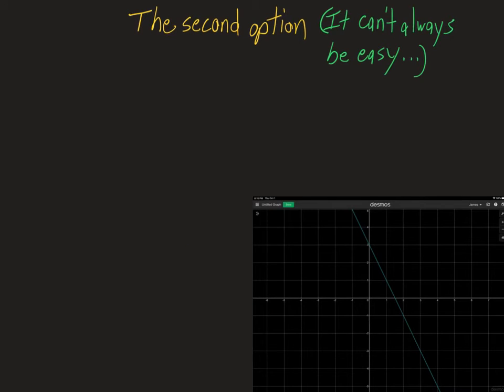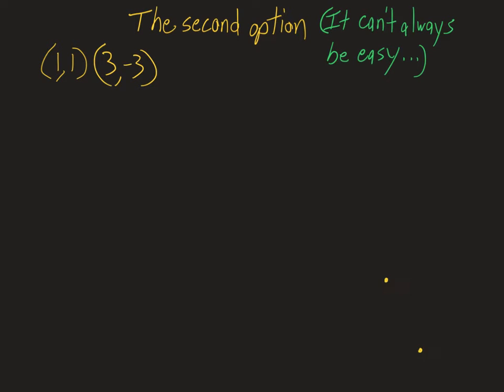Yeah, let's jump to the second option. Can't always be that easy. If it was, what would be the lesson today? What if instead we were given this point and this point? So I was given (1, 1), and I was given (3, -3). And we didn't have a graph.